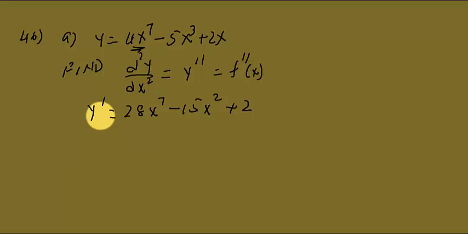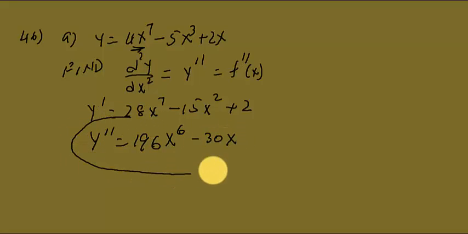Then I am going to take the second derivative. My second derivative will be 7 times 28, which is 196, 196x to the 6th minus 30x, and that's it. That is my second derivative, and that's all they want me to do. So we take a derivative, we take it again. So let's do c.